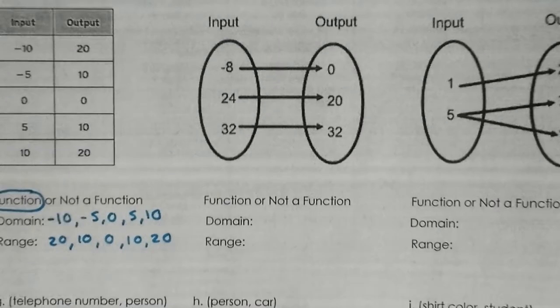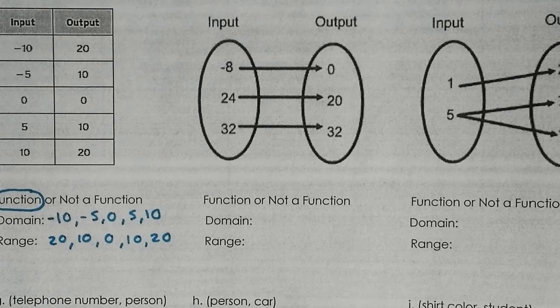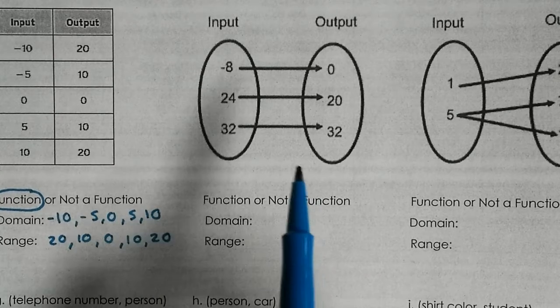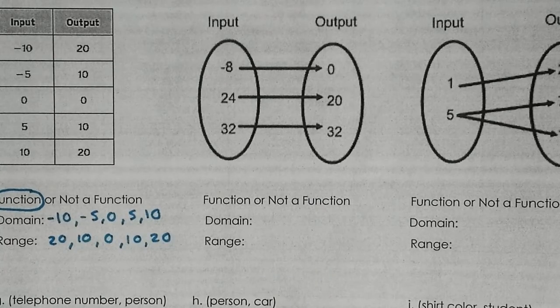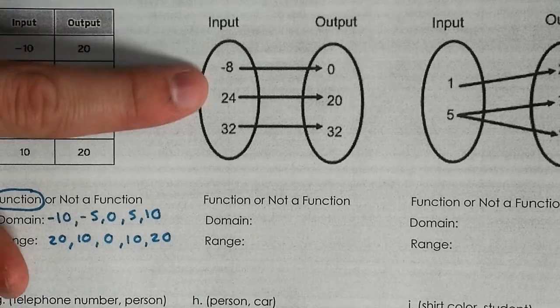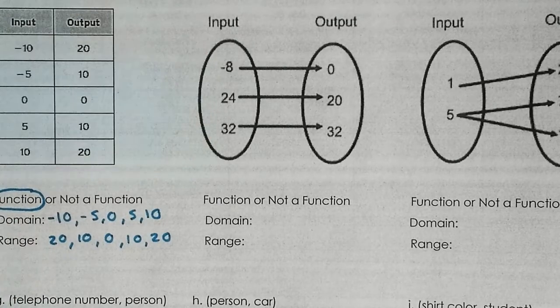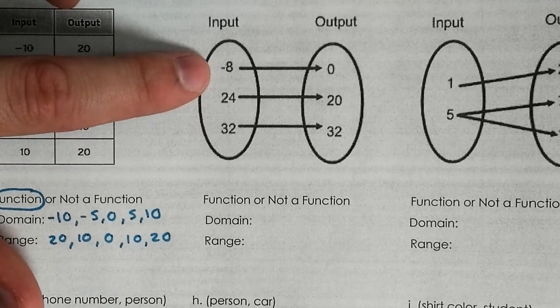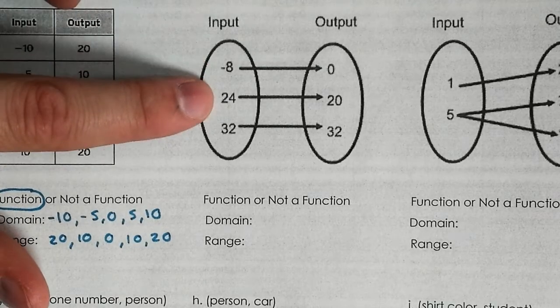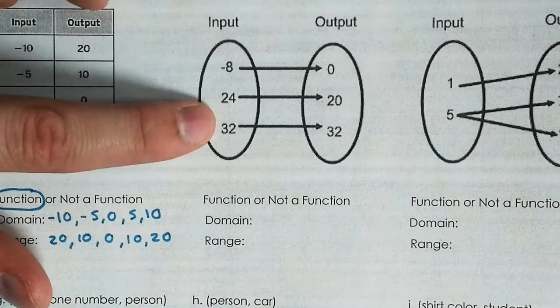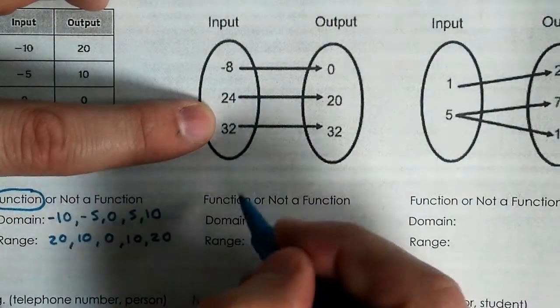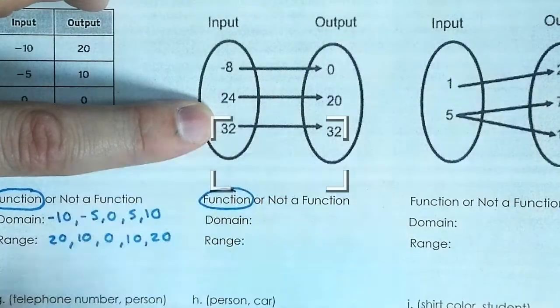All right, this next one. What do y'all think? Is it a function or not a function? Function. Do we agree? Does every input have one output? Yeah, it does. So negative 8 only goes to 0, doesn't it? 24 only goes to 20. And 32 only goes to 32. So that is a function.